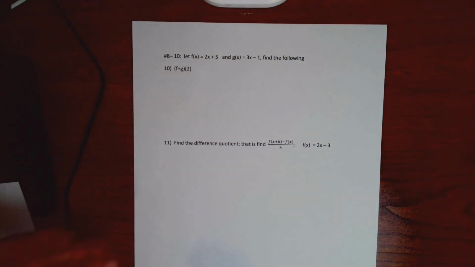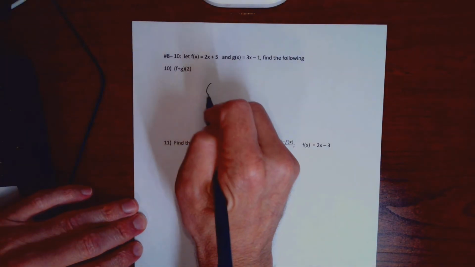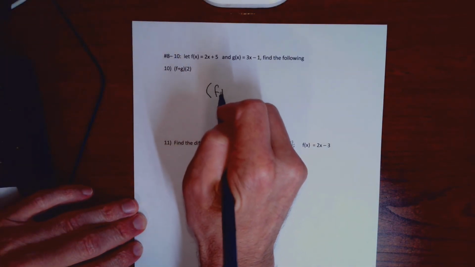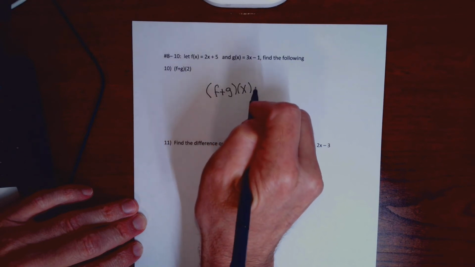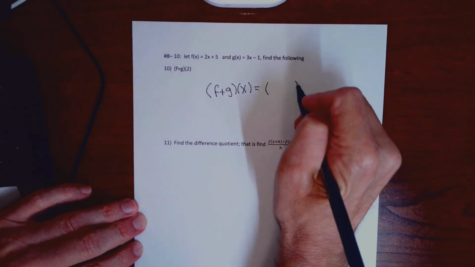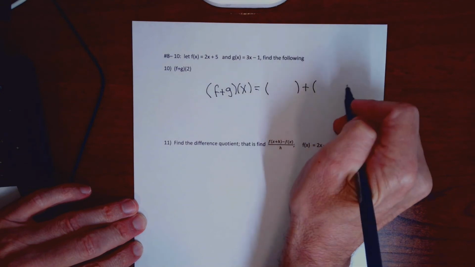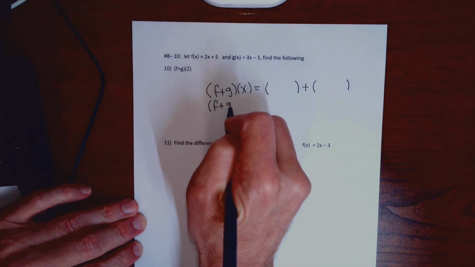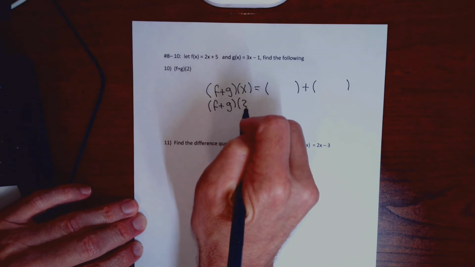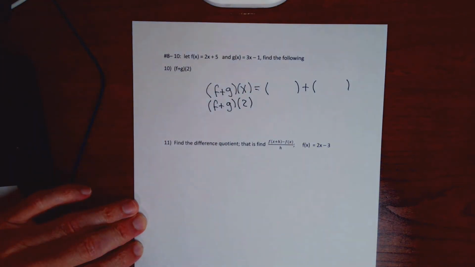Ten wants me to find f plus g and evaluate it at 2. And what we did when we're asked to plug a number in is first we figured out the function if the problem had an x, so I could tell what x is to change to 2. So I'm going to find an unsimplified version of f plus g of x.